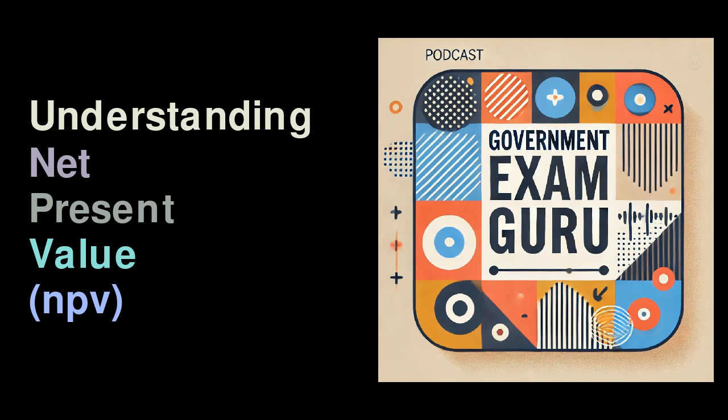Applications of NPV. Investment decision-making. NPV provides a quantitative basis for choosing between different investment opportunities. By calculating the NPV of multiple projects, companies can allocate resources effectively and focus on those ventures that offer the highest potential for profitability.